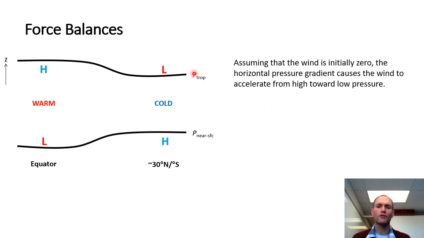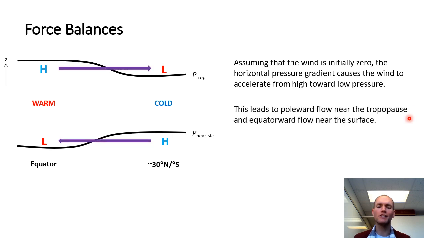So from a force balance characteristic, let's think about the wind initially being zero, no horizontal motion in the north-south or east-west directions taking place. Given that the wind is initially zero, there's no Coriolis force, which is directly proportional to the wind speed. That means that the horizontal pressure gradient between high and low pressure, both near the surface and aloft, causes the wind to accelerate from high toward low pressure. So consequently, we can add in these arrows here. Pressure gradient force causes the wind to accelerate toward the equator at low levels, so equatorward flow, and toward the poles, or poleward flow, near the tropopause.